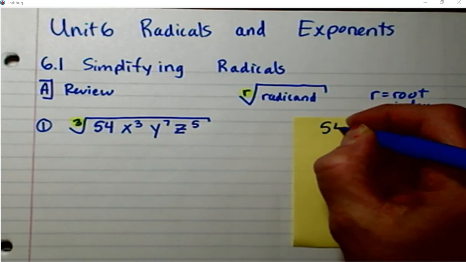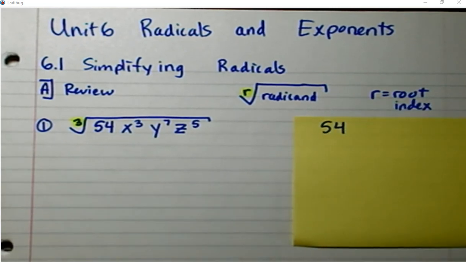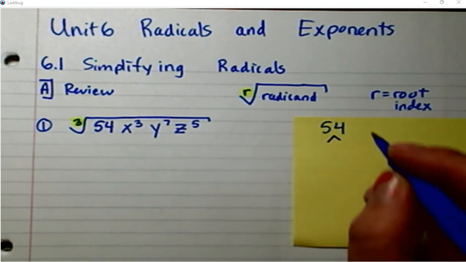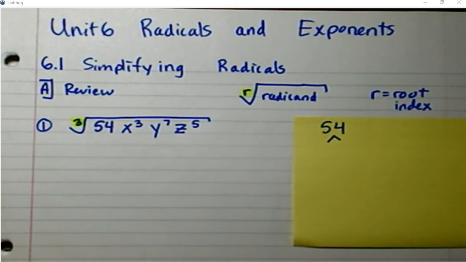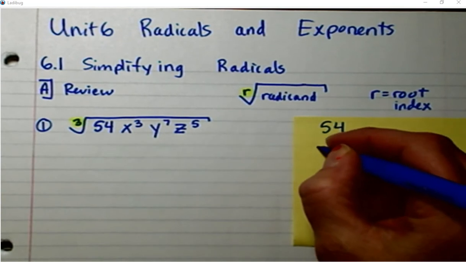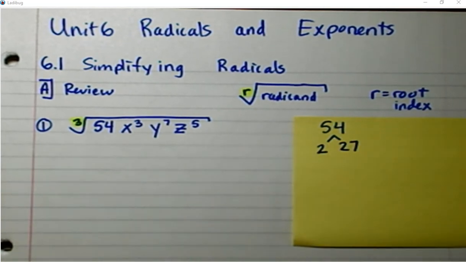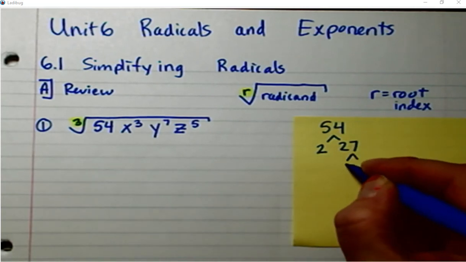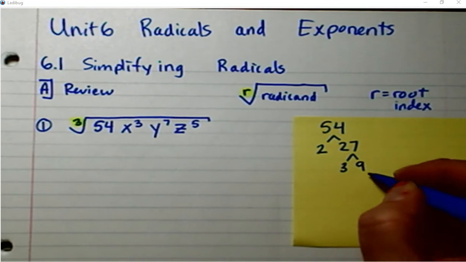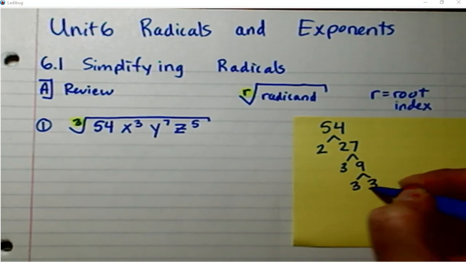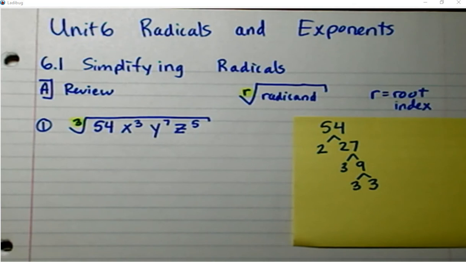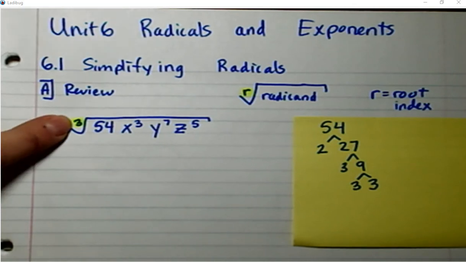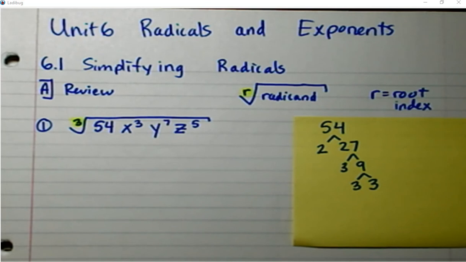So I'm going to start by writing 54 over here, and I'm just going to start dividing. As you do more of these problems, you will recognize your perfect cubes, maybe your perfect fourths, quickly, but until then, I'm just going to divide by 2 because 54 is even. And then I get to 27. Okay, that's 3 times 9. And 9 is 3 times 3. You have to divide until you either find a perfect cube or you've decided there are none.